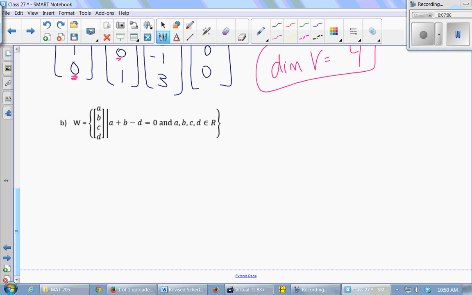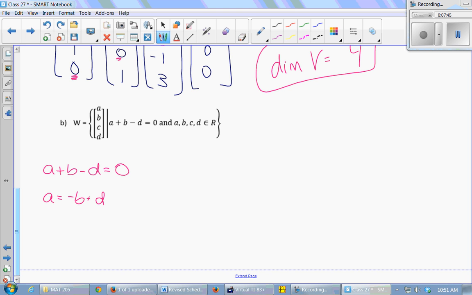All right, what about all the vectors that look like A, B, C, D, such that A plus B minus D equals 0? Yeah, let's look at A plus B minus D equals 0. What do you get if you solve that for A?